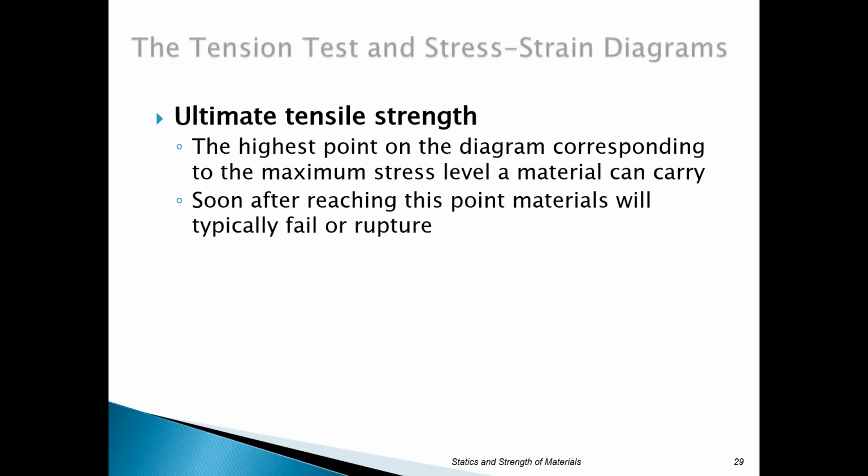So the last point that you would consider as your ultimate tensile strength is the highest point on the diagram. That's the highest stress level that it can actually exceed. And once you hit that, not too long after, you'll hit what's called failure or rupture, where the part actually breaks apart. When they do these tension tests, they take those specimens and pull them apart until they fail. It's pretty interesting to do it with steel or aluminum, those kinds of things.